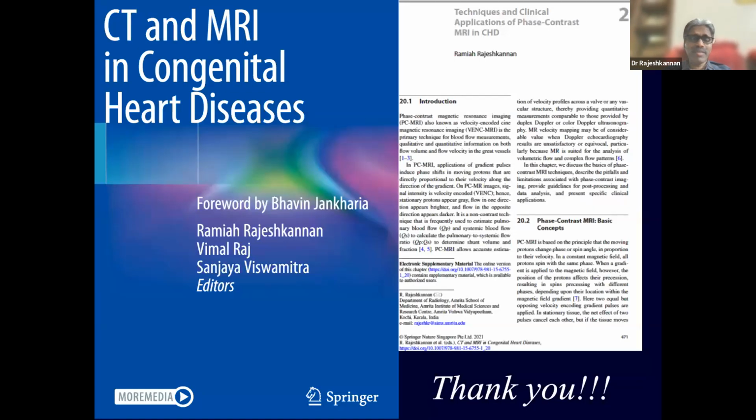So for further information, you can read the chapter in the textbook of CT and MRI in congenital heart disease. We have an exclusive chapter on the phase contrast flow studies, where most of the topics covered today are there with good illustrations, starting with the basic concepts and its common clinical applications, the different artifacts and the different methods to correct the artifacts, as well as other methods of using this phase contrast flow study. Everything has been nicely discussed in this chapter. So I recommend everyone to go through this chapter in this textbook of CT and MRI in congenital heart disease.